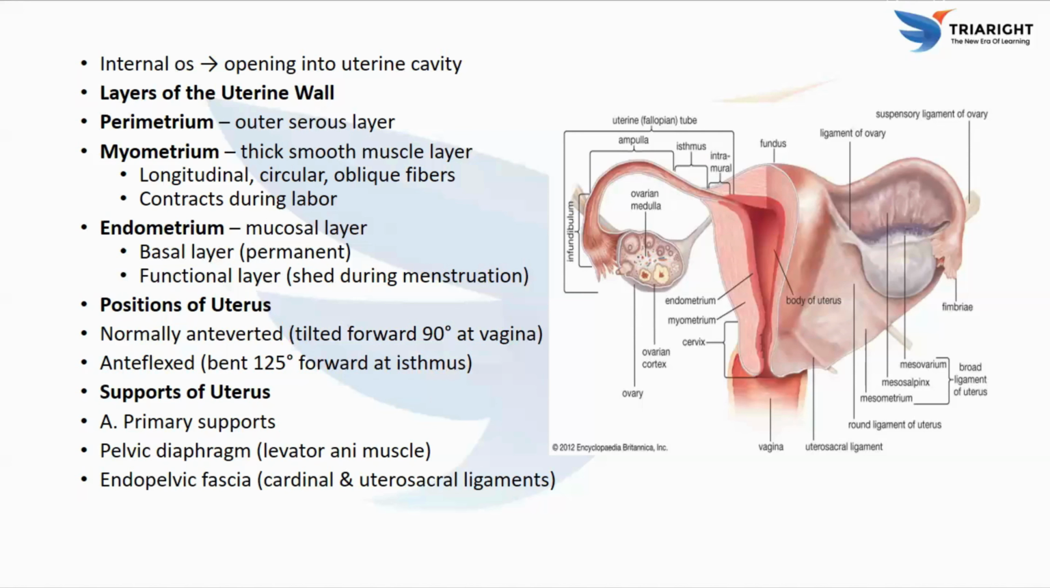So if it is weak, it leads to uterine prolapse. And the endopelvic fascia includes strong ligaments like the cardinal and uterosacral ligaments. These are the main ligaments that prevent the uterus from falling downward or backward.